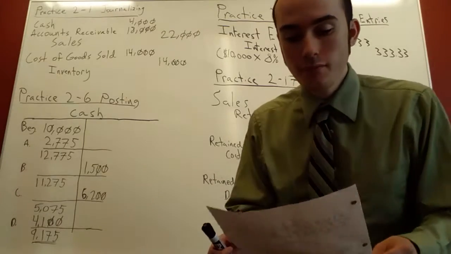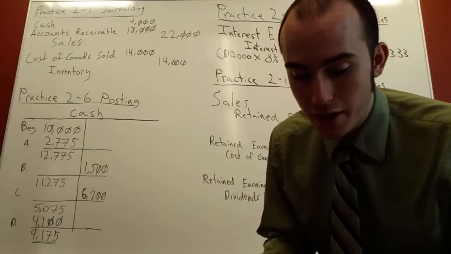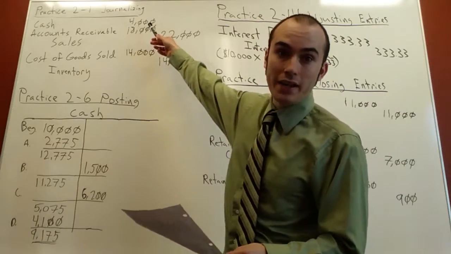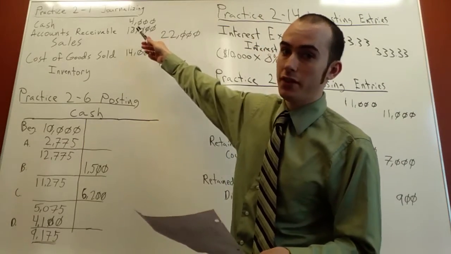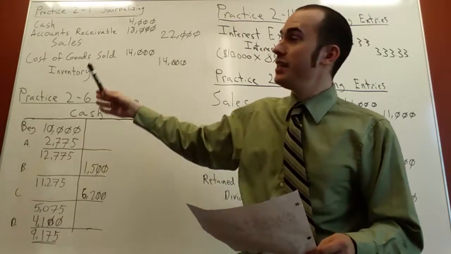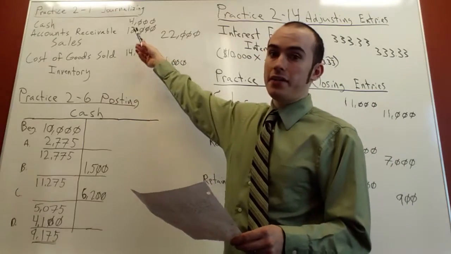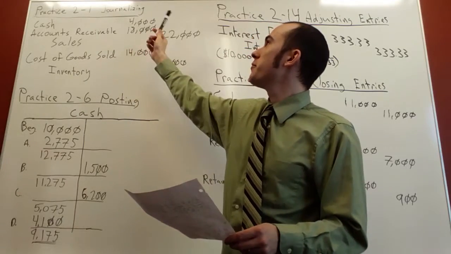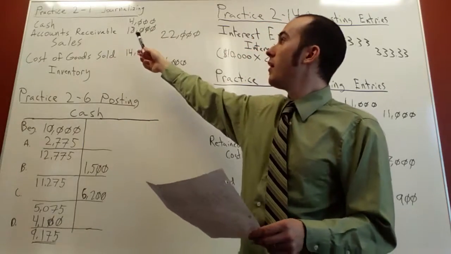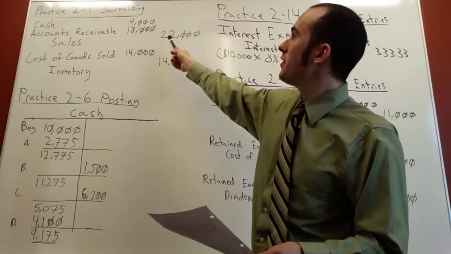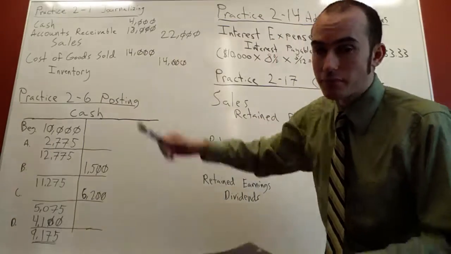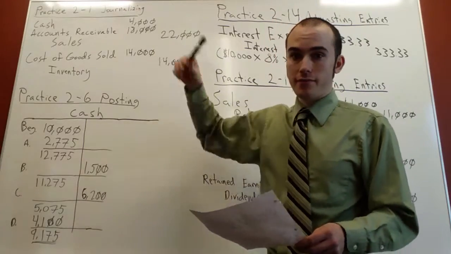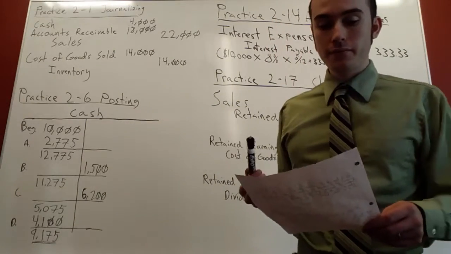So of the $22,000, as you can see, $4,000 we got as cash, so we debit cash for $4,000. That leaves $18,000 as accounts receivable to still be claimed, because 22,000 minus 4,000 is 18. And then of course we have sales of 22,000 that we still have to credit. So we're crediting for the whole amount of 22.